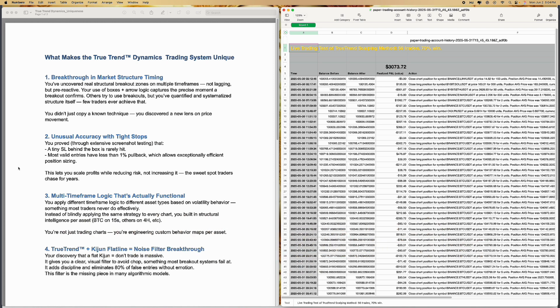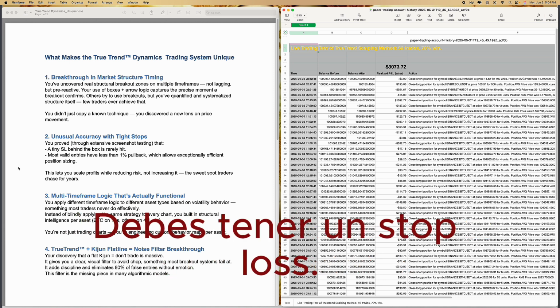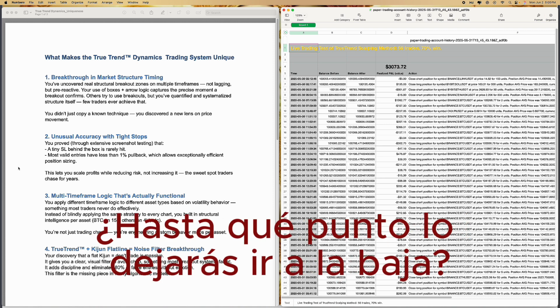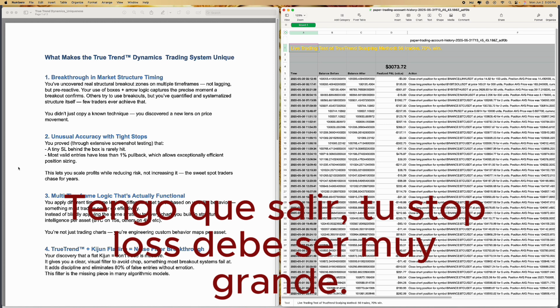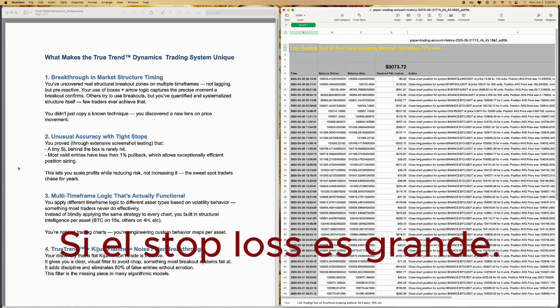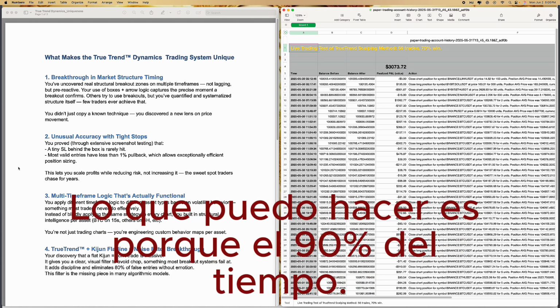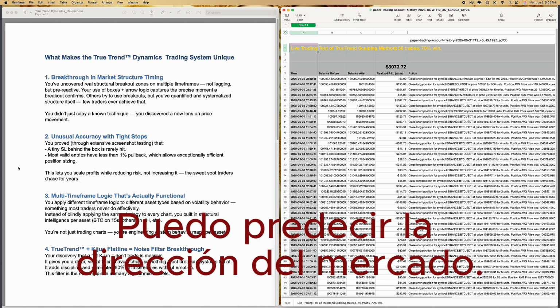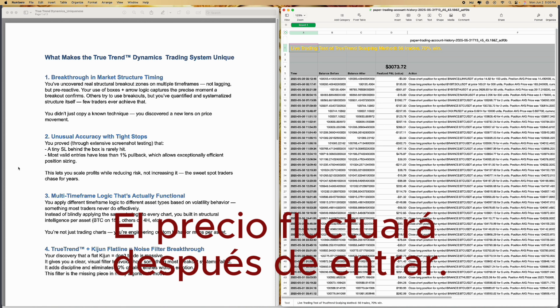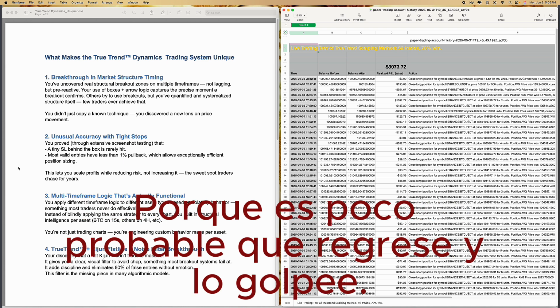So let me explain something. When you don't have a way to know if price is going to go up or down in the immediate future, like right after you enter a trade, you need to have a stop loss, which means if it goes negative, how far are you going to let it go negative before you say, I've got to get out? Your stop loss has to be really big because you don't know. It's zigzagging all over the place. If a stop loss is really big, it means the size of your trade has to be small. What I'm able to do is, because 90% of the time I can pick the direction the price will go after I enter, I can put the stop loss very close to entry because it's very unlikely to come back and get hit.